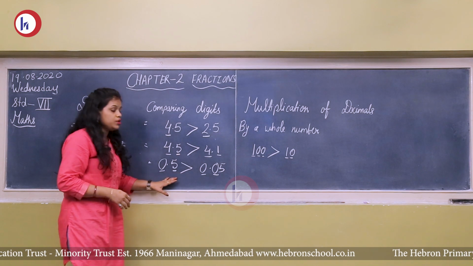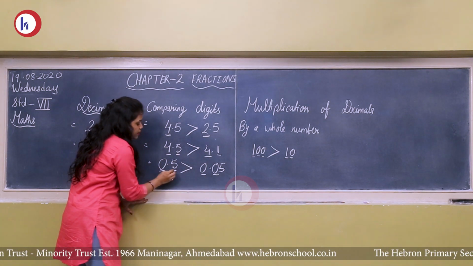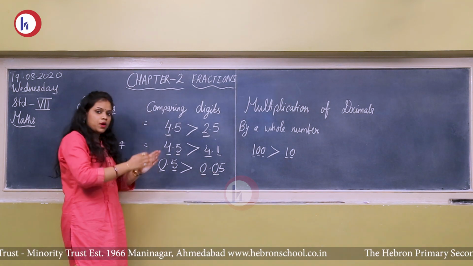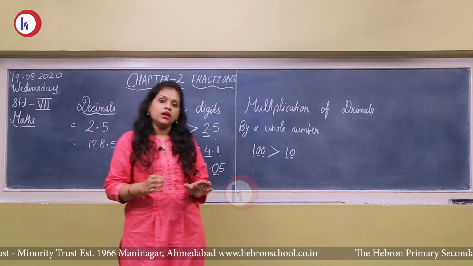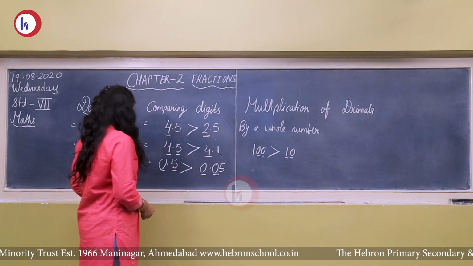So you have to decide one digit at a time. First compare the first digit, then compare the second digit, and keep comparing until you get the greater number. That way you can decide which one is greater and which one is smaller.